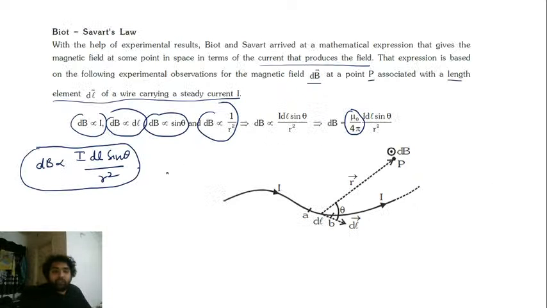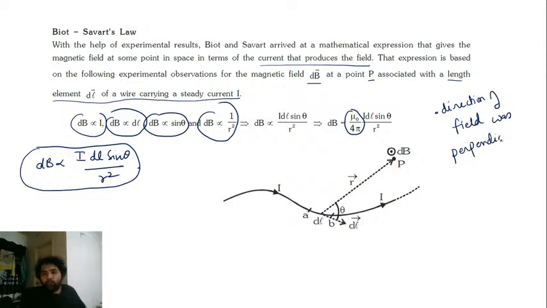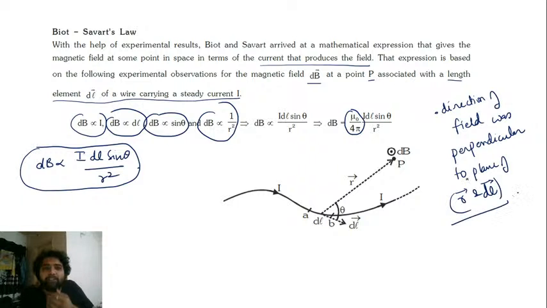And one more observation that was observed is that the direction of field was perpendicular to the plane of r vector and dl vector. It was observed that the direction of field was perpendicular to both r vector and dl vector.